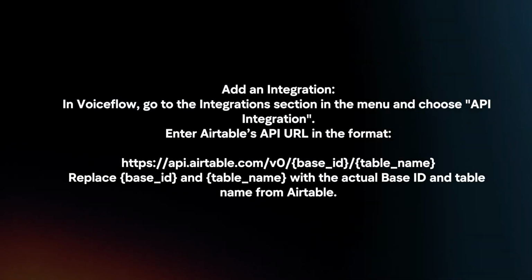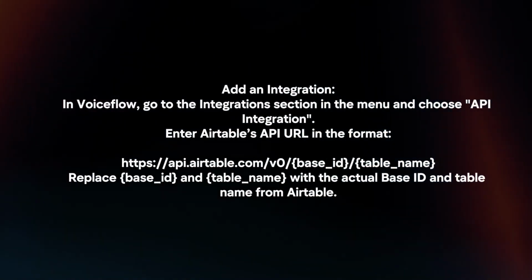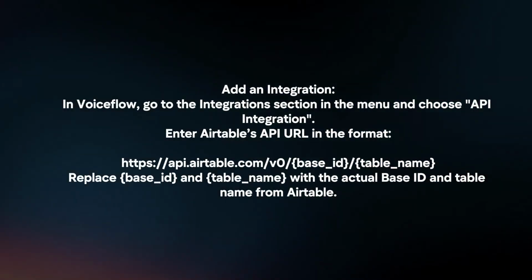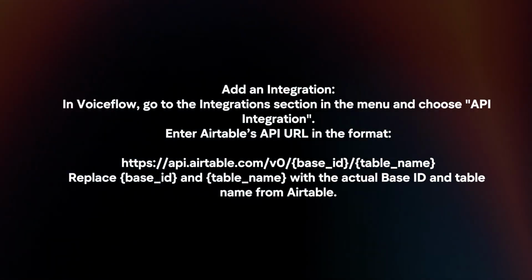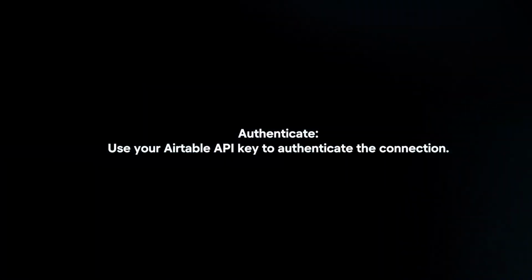Add an integration. In Voiceflow, go to the Integration section in the menu and choose API Integration. Enter Airtable's API URL in the following format. Authenticate. Use your Airtable API key to authenticate the connection.